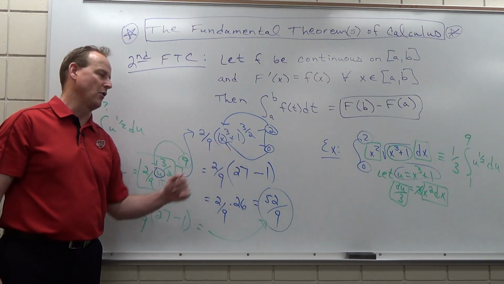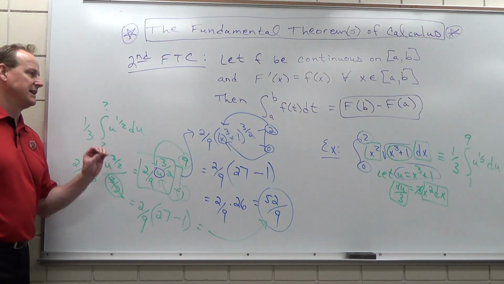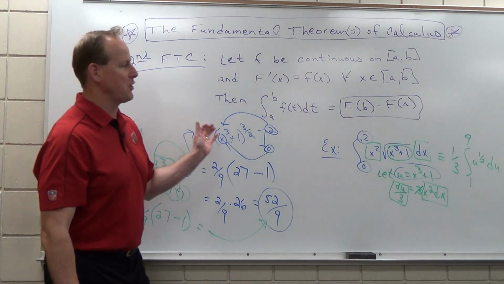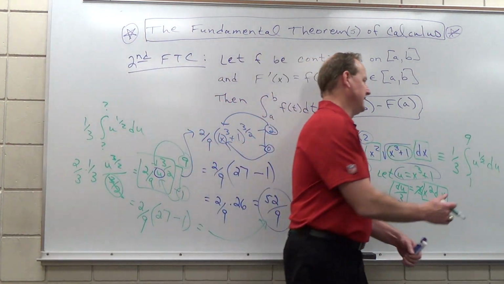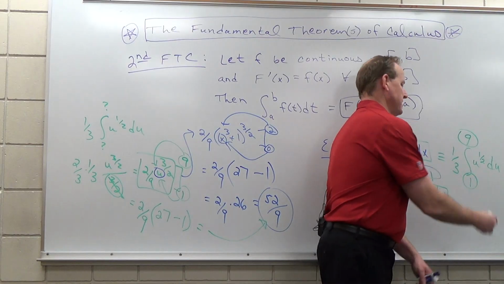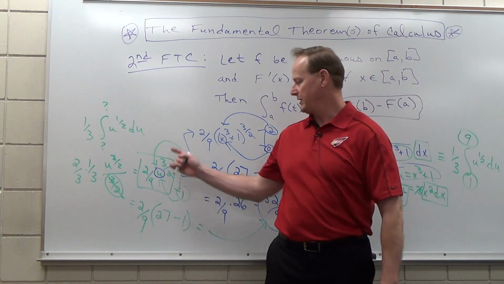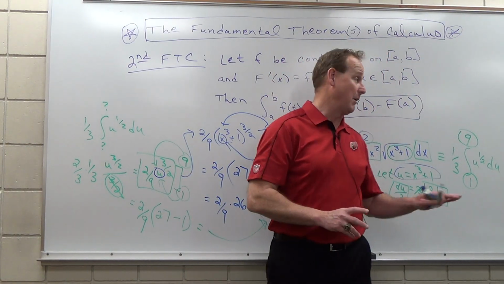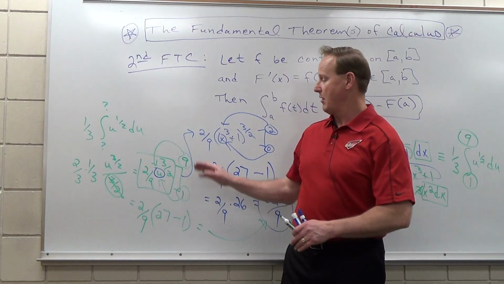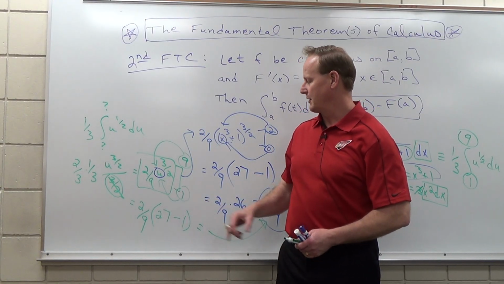Now you may have liked this better because you didn't have to substitute back, which made it a little more awkward in our case, but you just have to be careful. If you change it over to u and leave it in u, you've got to change those limits of integration. So I'm okay with you doing it the green way here. However, just make sure that you are changing those limits of integration.